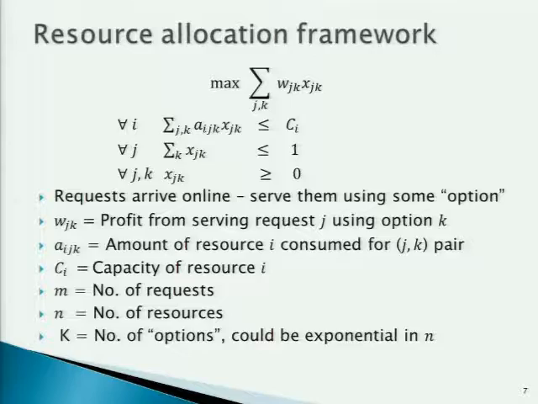Okay, so I'll first describe what the resource allocation framework is. It's the same kind of online flavor where now requests are arriving online, and you want to serve these requests. There are a bunch of options to serve any given request. And once you pick an option to serve a request, this request-option pair is going to consume some amount of every resource available. So there are n resources available, and m requests are arriving online.